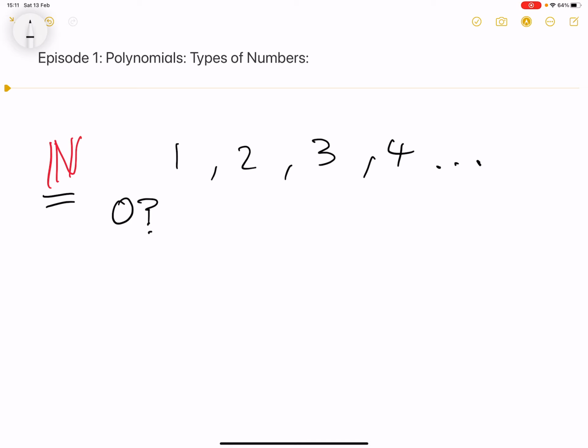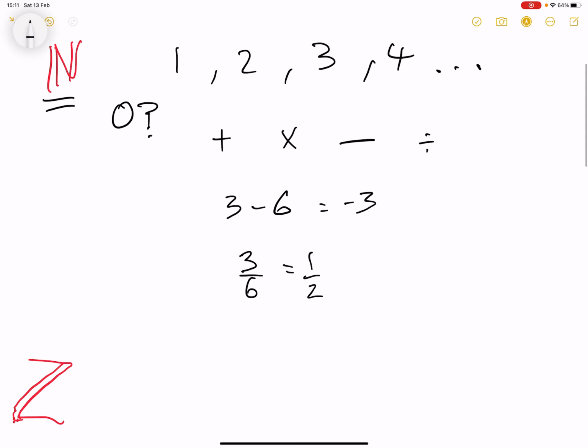With natural numbers, we can perform a number of operations, but there are some operations that we can't perform. By operations, I mean we can add natural numbers, we can multiply natural numbers. We can't subtract natural numbers because, for example, if you had 3 minus 6, that would be minus 3, which is not in the natural numbers. You can't divide either, because if you did 3 over 6, that would be a half, which is not in the natural numbers as well. So you can't do that.